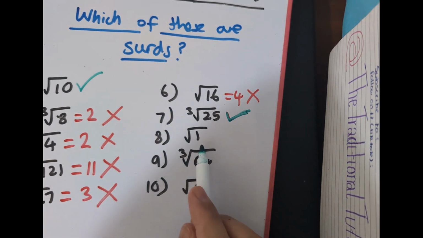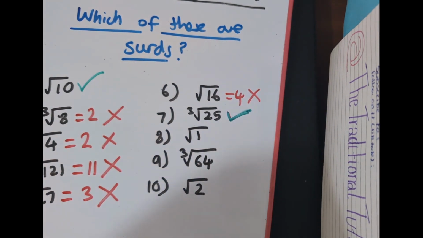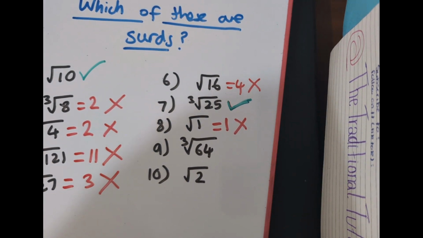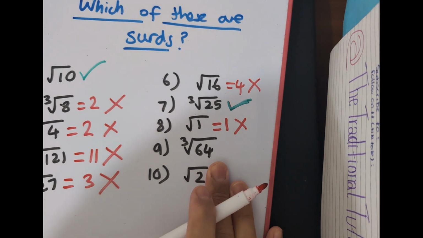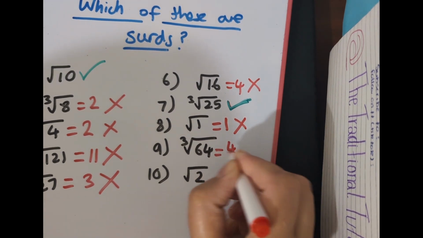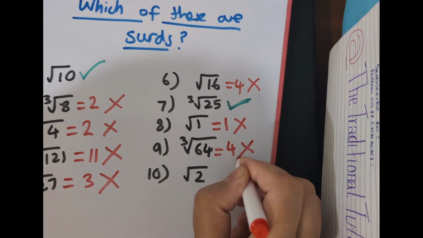Next we've got the square root of 1. Well, that is actually 1 itself. A lot of people don't count 1 as a square number, but it is, and they forget that. So that is not going to be a surd, because it's got an actual answer, a rational number. Now the next one, we've got the cube root of 64. Well, that does exist. 64 is actually a square number as well as a cube number, because 4 times 4 times 4 gives us 64, so this would not be a surd.